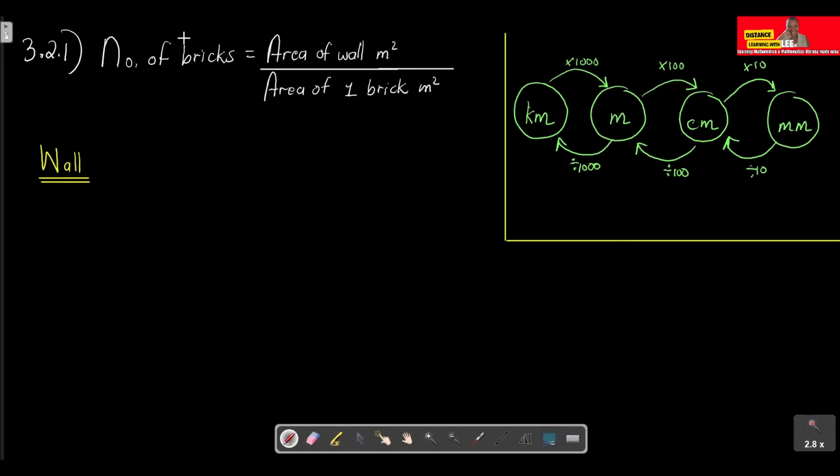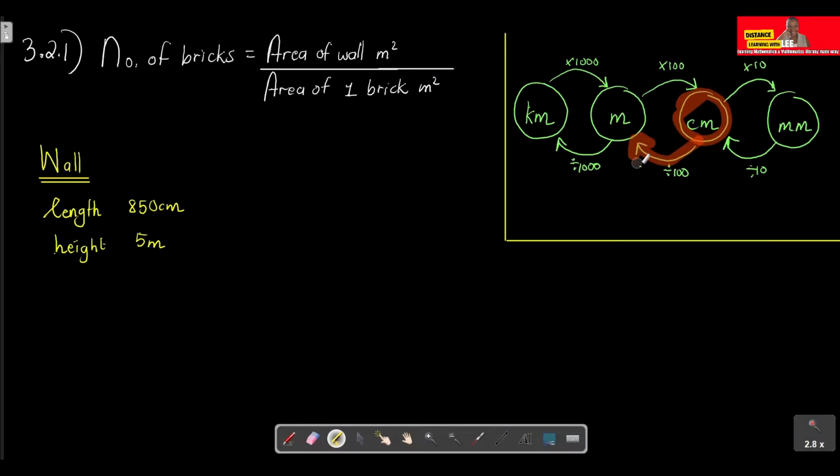So the first thing we're going to do, guys, is convert the length of the wall, 850 centimeters, into meters, and we already have the height in meters. How are we going to convert 850 centimeters into meters? I've basically done this drawing here for you again. You already know that if we want to move from centimeters to meters, we're moving from the right to the left.